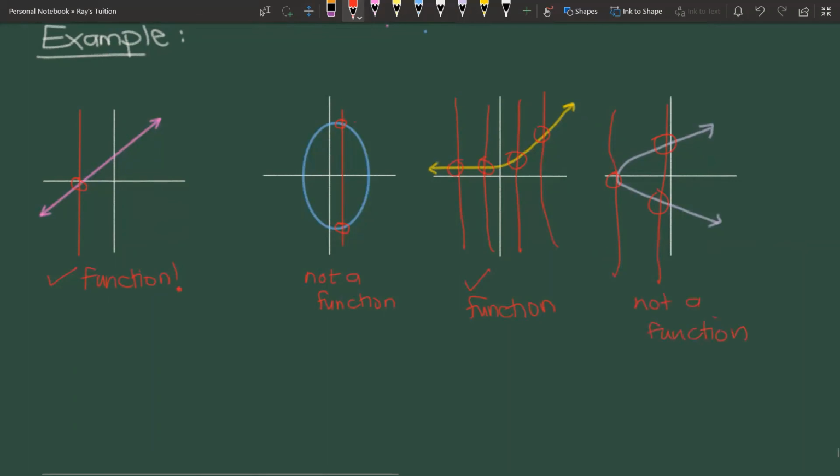So that is how we determine whether a relationship is a function, and that is what a function is.